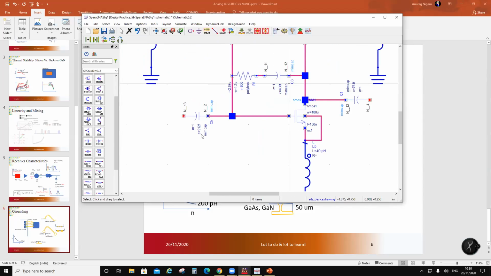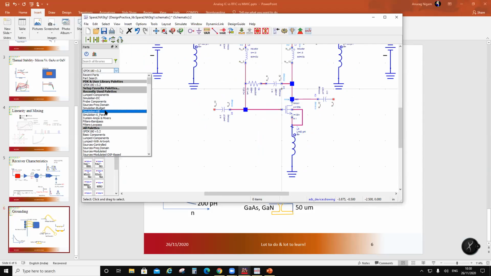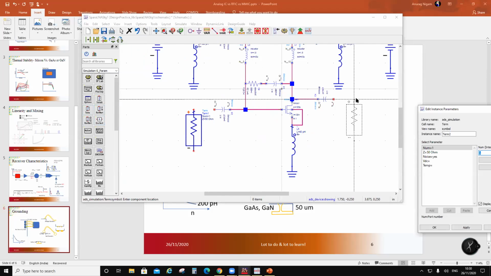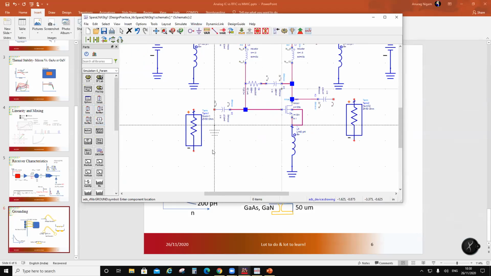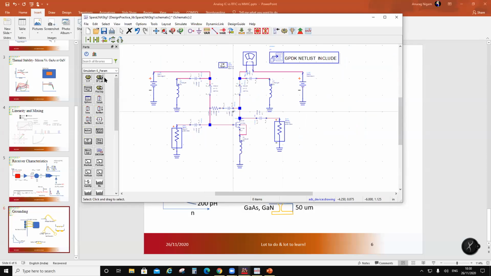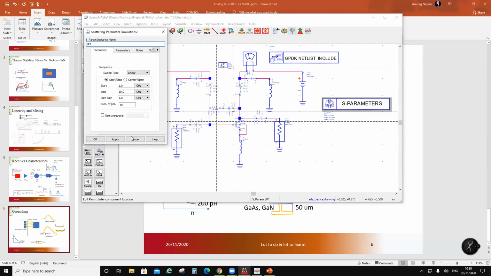So these are coupling caps. Then you do termination. Now I'm ready to look at its S parameters. So let's look in band.